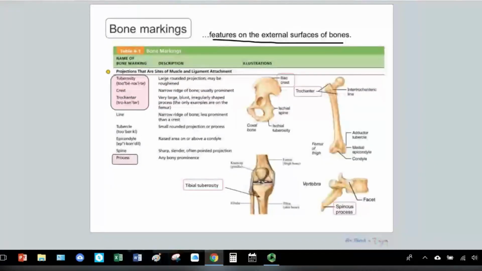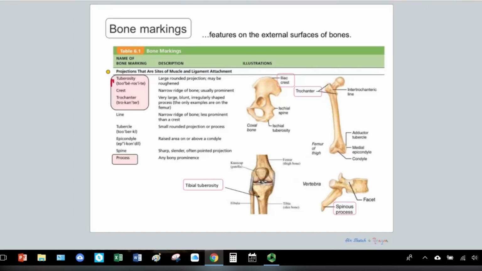All right, so let's talk some more about the skeleton, and I want to start off talking about bone markings. What bone markings are, these are features on the external surfaces of bones, and there's different categories. So these bone markings here, for instance, these are all bone markings that are projections that are sites of muscle and ligament attachment. So they're projections, and they're projections because muscles and ligaments are going to attach to those projections. So let's take a look at some of these.